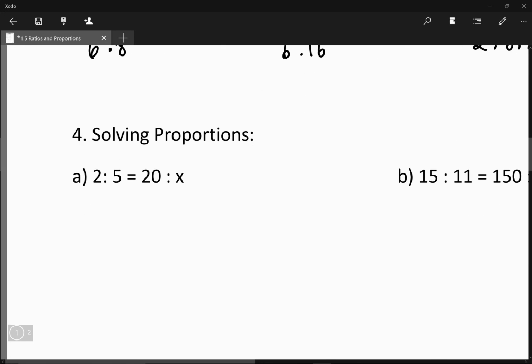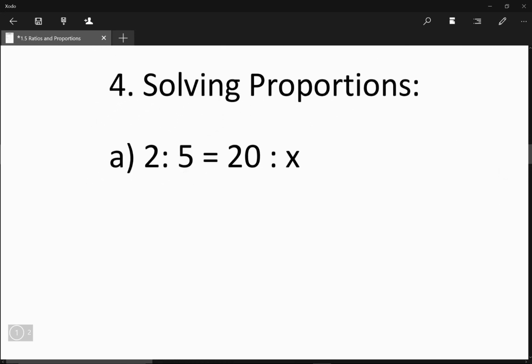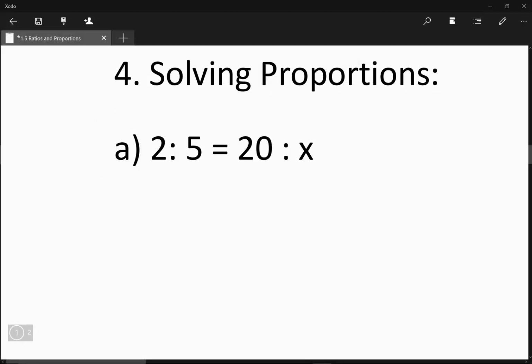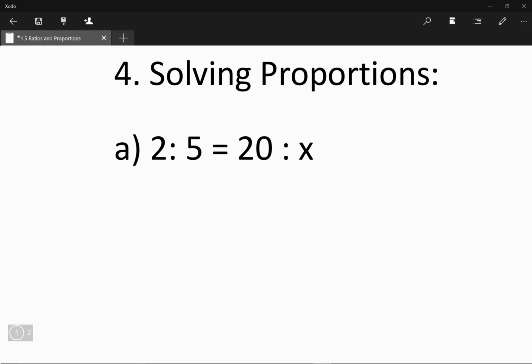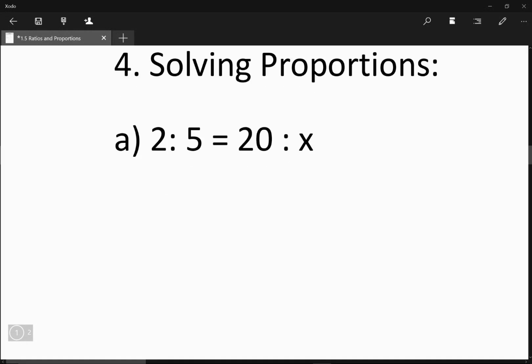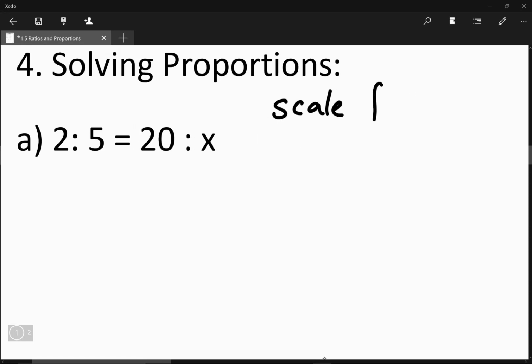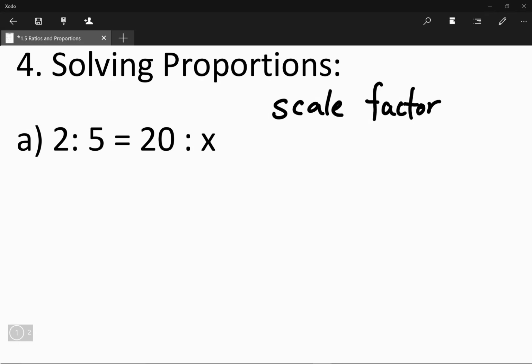Okay, what about proportions? So if one ratio is equal to another ratio, what you have to do is find something called the scale factor. Okay, just like in the previous examples, I doubled each of those ratios. So the doubling means the scale factor is 2. I multiplied each number by 2.